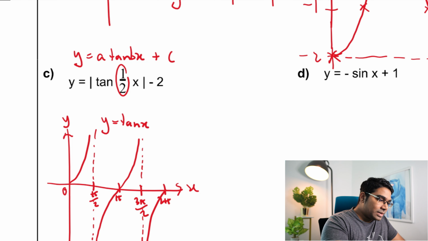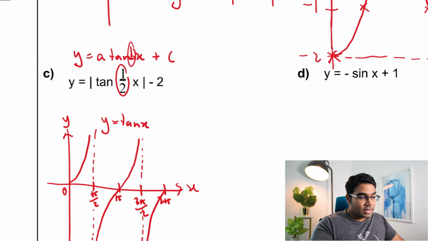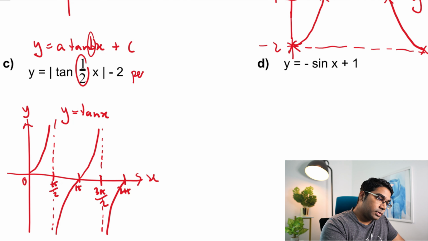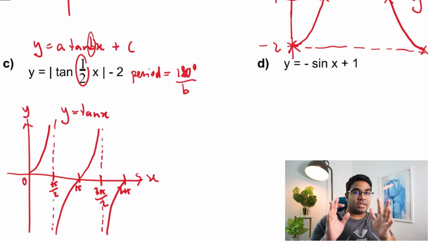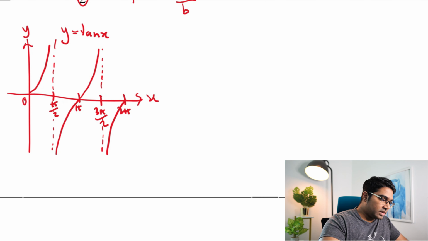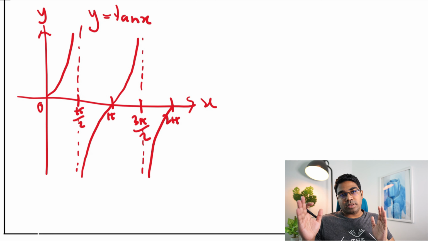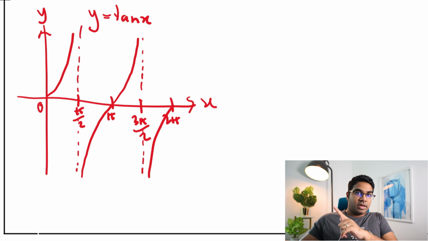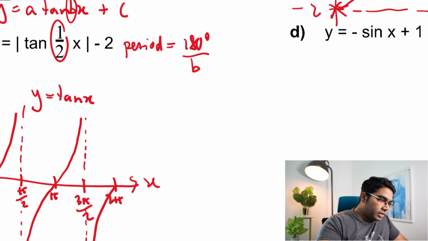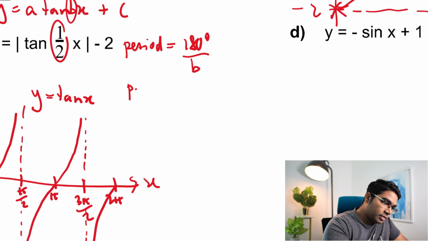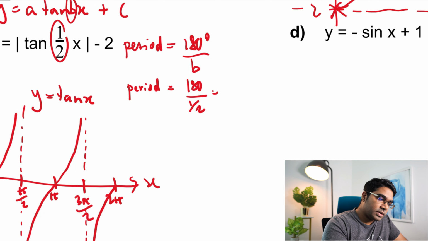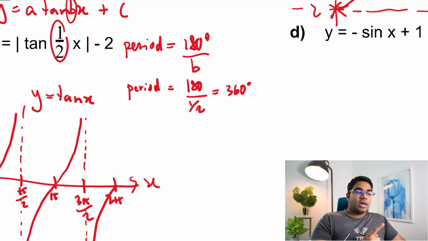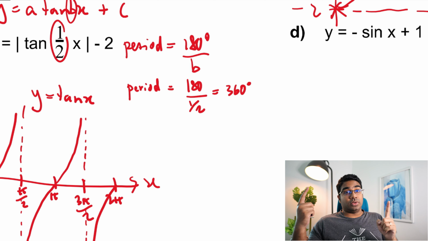For tangent x, this is a change in the b value. For tangent x, it's a bit different. The period is equal to 180 degrees over b. This is because the period of a tangent graph is 180 degrees, not 360, as you can see clearly from here. The full cycle is only 180 degrees before it repeats itself. So that is one period. And so when we have half, let's substitute that. The period here will be equal to 180 over half, which is double, which is 360. And so we now have one full period equal to 360.